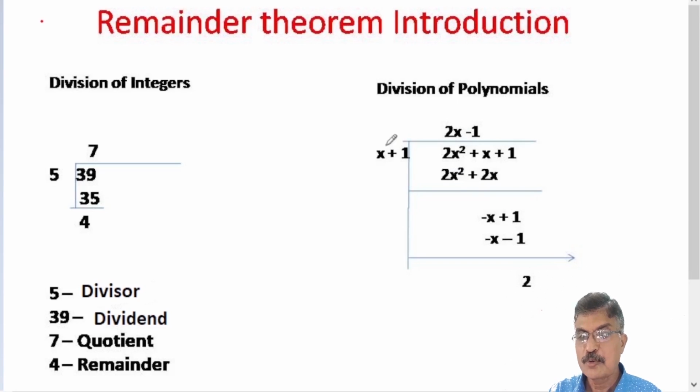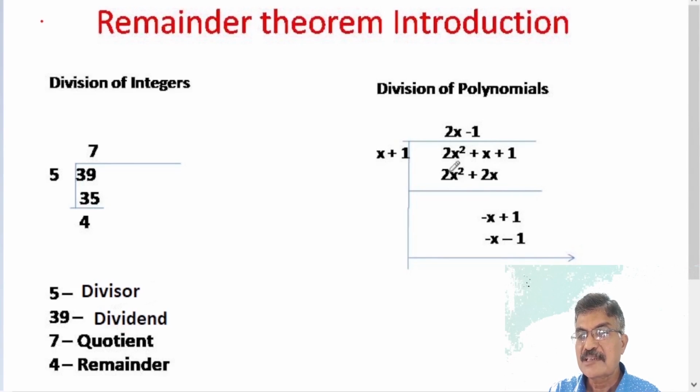Divide the first term of the dividend by the first term of the divisor. Then you will get the first term of the quotient. Multiply this first term of the quotient, 2x, with every term of the divisor. 2x into x, 2x square. Plus 2x into 1, 2x. Okay. Then do the subtraction.